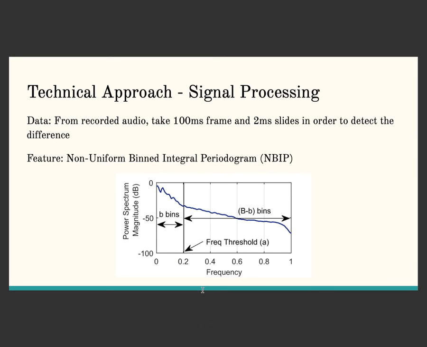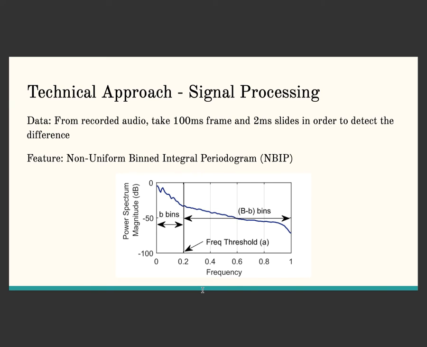The next part is the signal processing part. We basically cut our audio signal into different frames. The frame size we chose for this project is 100 milliseconds, and we slide 2 milliseconds every time we choose a new frame, to detect the time difference.